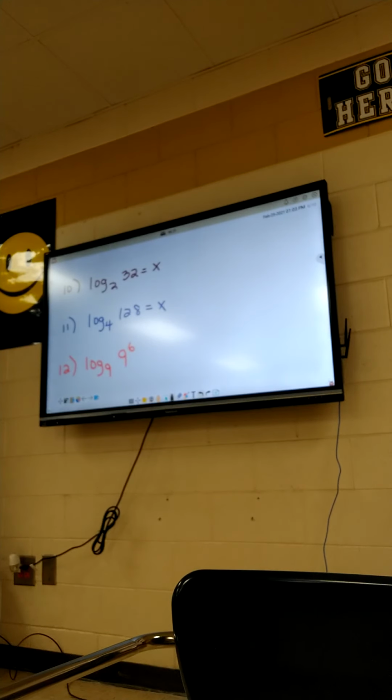All right, y'all do 10, 11, and 12. Y'all should be able to do number 10 by yourself. Look up at the board. See what you can turn the numbers into. Got to make them the same number on each side.